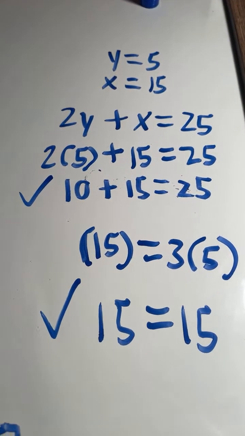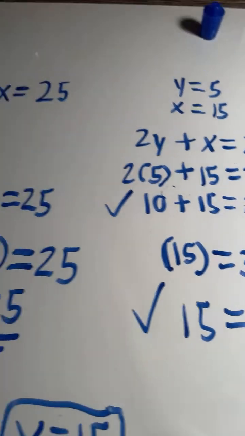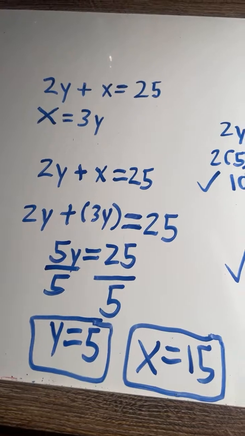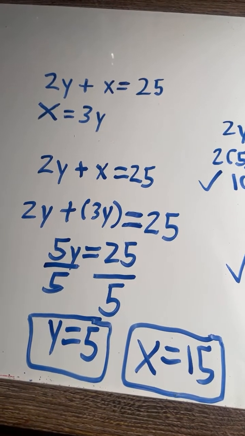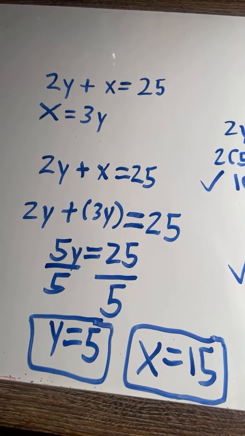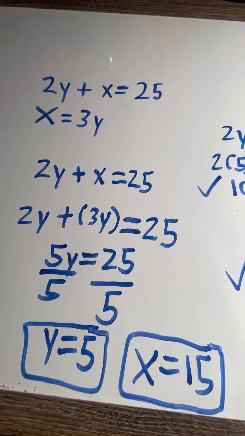So we've checked our work. We know that both problems work. So for this equation, 2y plus x equals 25, x equals 3y, the value of y equals 5, and the value of x equals 15.